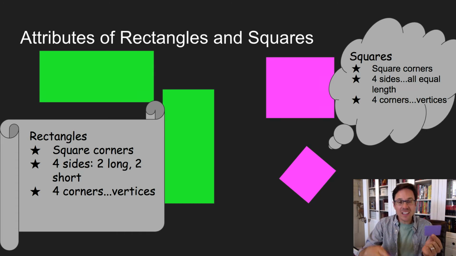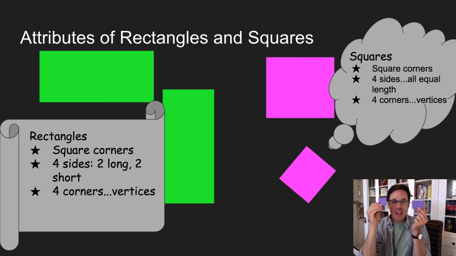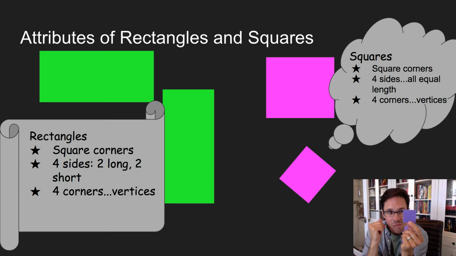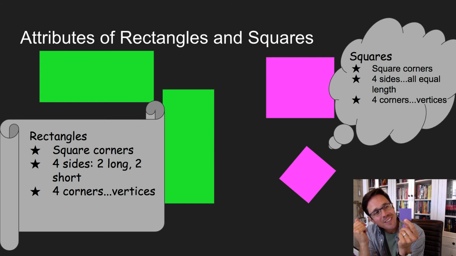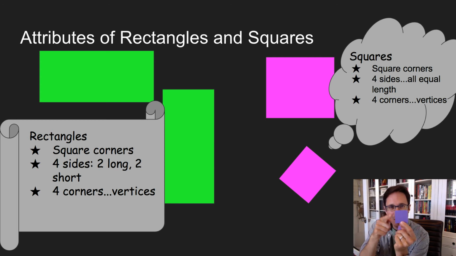But a square is a special rectangle. And the thing that makes it different, it has all the things that a rectangle has, except, well, what can you see? I think you're figuring it out. Every single side is the same length. In fact, the word square means every single side is the same length. It's square. All right.